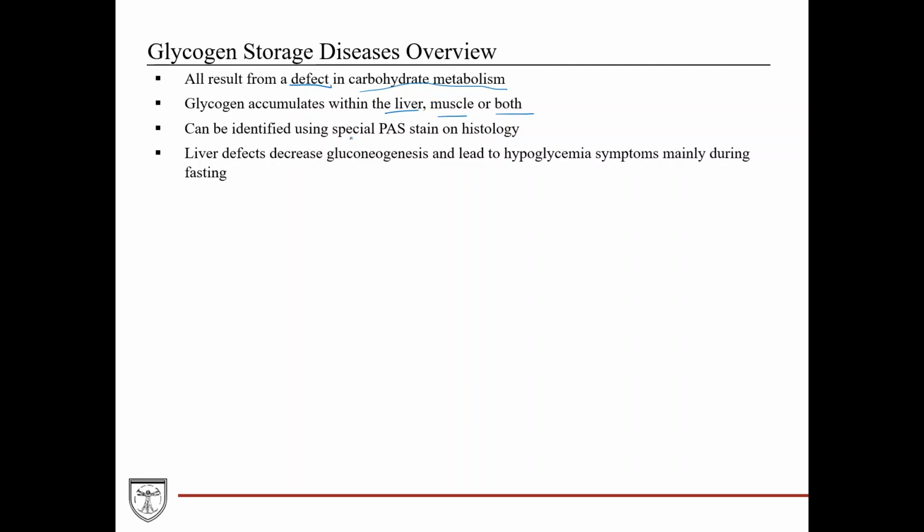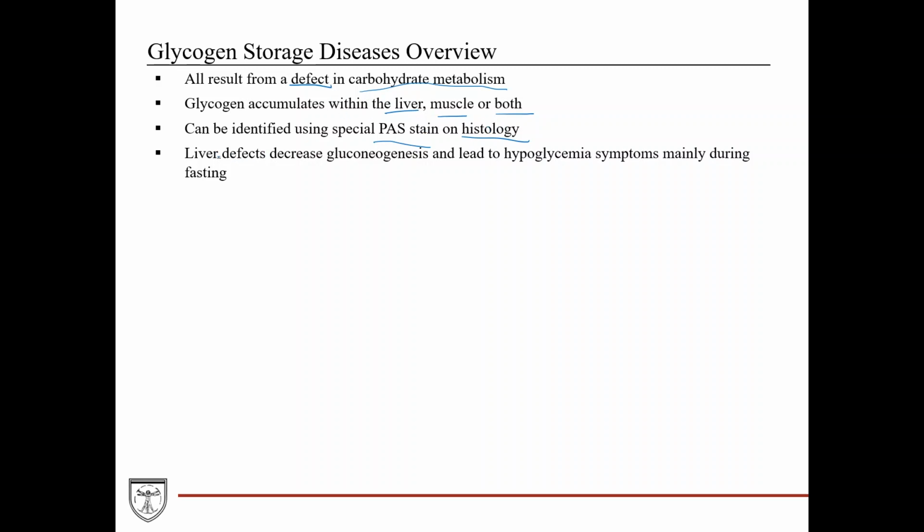And then they can be identified using a special PAS stain on histology, because this stains for carbohydrates. So if you have a buildup of glycogen, which is a carbohydrate, you're going to be able to stain for this. This is something that could show up on a question stem that could help you point towards a glycogen storage disease. So it's something to be aware of.